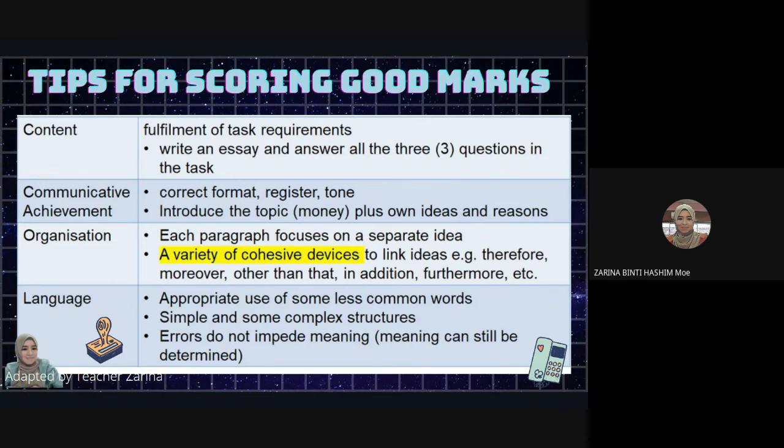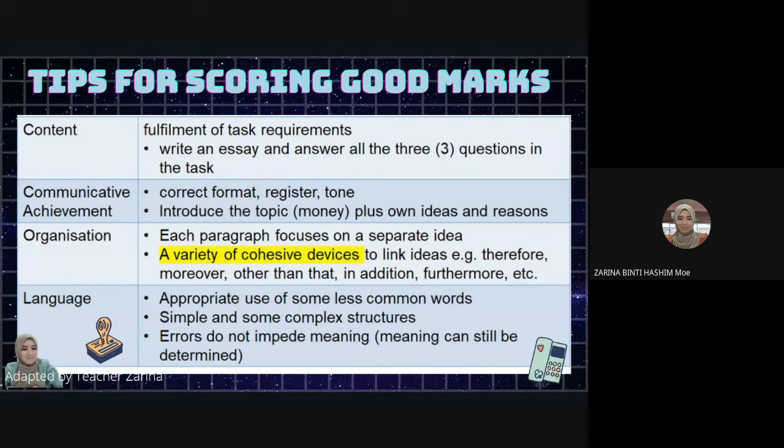And language. Before that, look at the organization again. A variety of cohesive devices. You must be able to use a lot more cohesive devices here. Just now in part 1, you only wrote 2. I think moreover and furthermore, if I'm not mistaken. So now, for this part, we want to see the use of cohesive devices in each paragraph. You know all the cohesive devices like therefore, in other words, other than that, moreover, in addition, furthermore, and so on. So those are the cohesive devices.